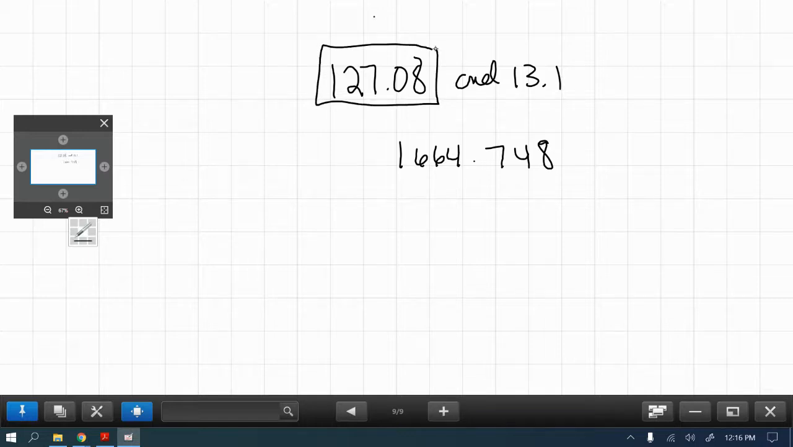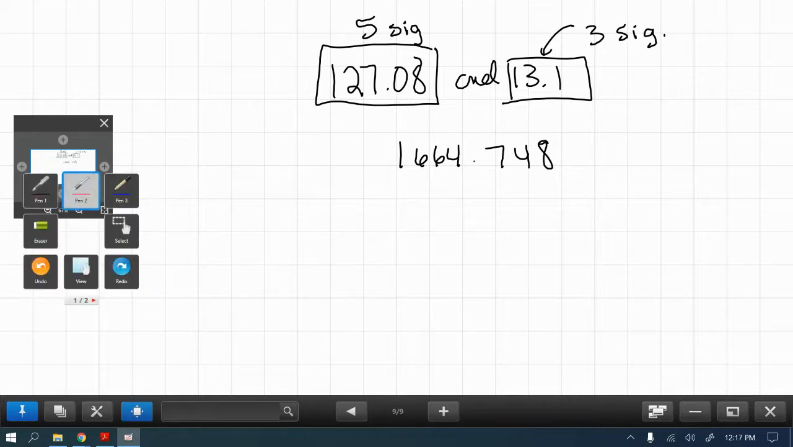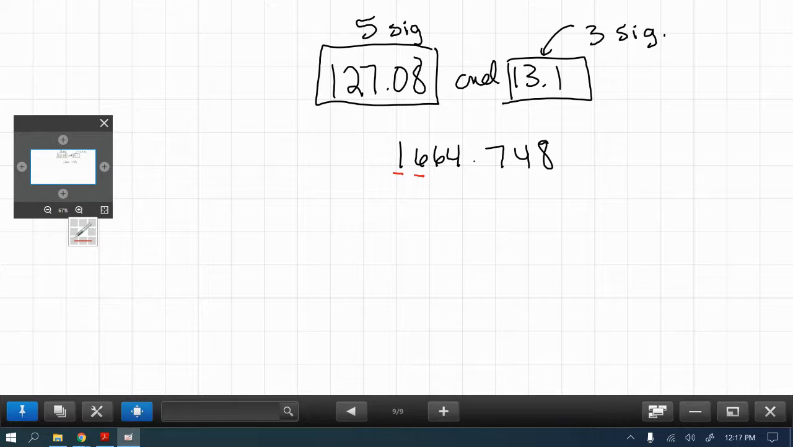This number has 5 significant figures. This one has 3. So you have to round to 3 significant figures. If we're counting those, 1, 2, 3. So that's where we'd stop. That would be the answer.